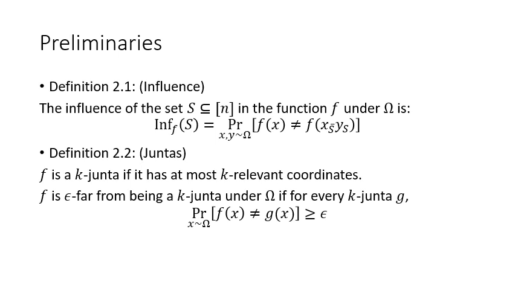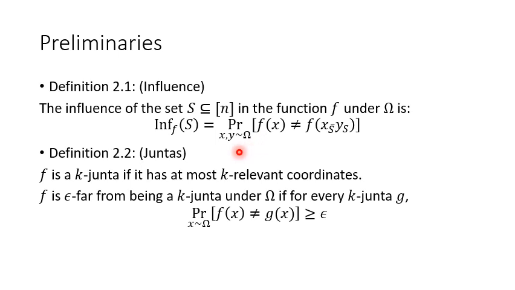We'll now make some definitions. We'll begin by defining influence. So the influence of a set of coordinates S in the function f under our probability distribution omega will be the probability that the function gives different values for these two inputs, where this is a hybrid input. And this definition is intuitive because these two inputs agree on the coordinates S bar and might disagree on the coordinates S. So this is the influence of S in the function f.